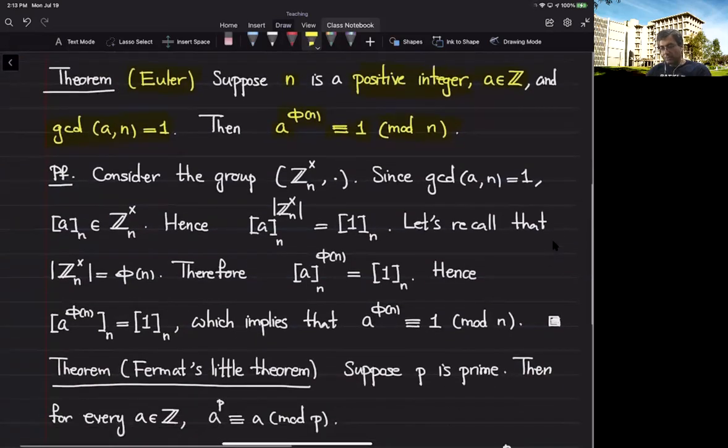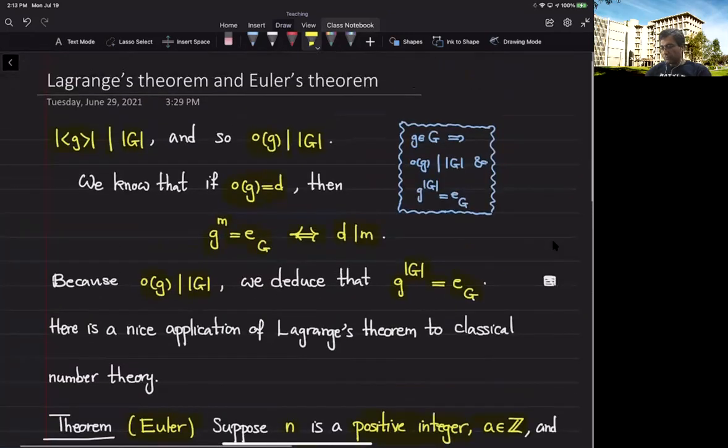We are going to consider the multiplicative group of units of integers modulo n. Remember, this group has precisely phi of n elements. It consists of residue classes where a and n are coprime. In particular, because GCD of a and n is 1, the residue class of a belongs to this group. In the previous theorem, we proved that in any group G, g raised to the power the cardinality of the group is the neutral element. Now I'm going to use this result for the multiplicative group of Z sub n and the residue class of a.